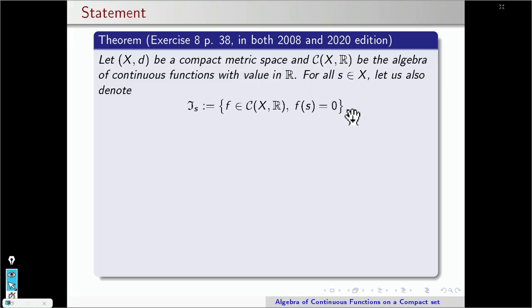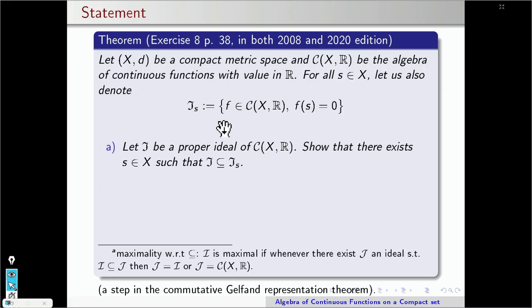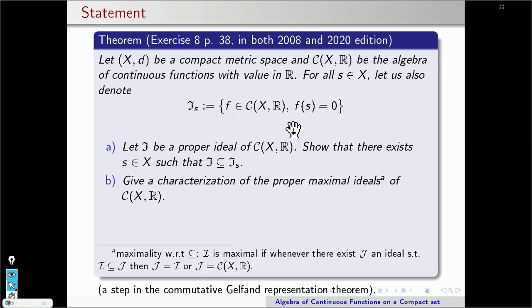So for all points s in X, let us denote I_s the ideal of functions that vanish at this point. In the first question, we will show that any proper ideal is contained in an ideal of the previous form. And secondly, that the maximal ideals are precisely of this form. There's a bijection between points and maximal ideals.